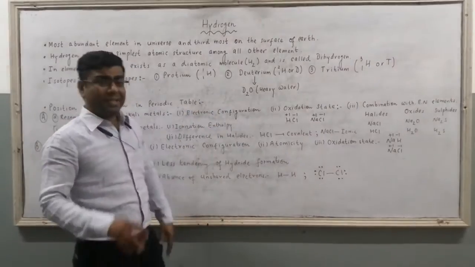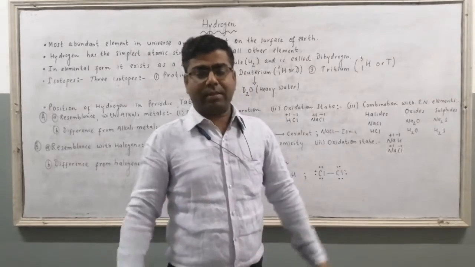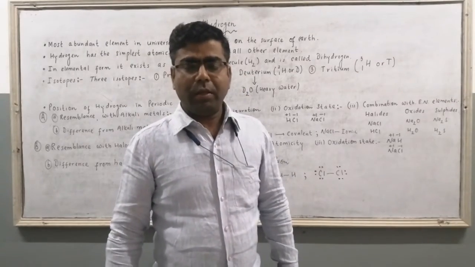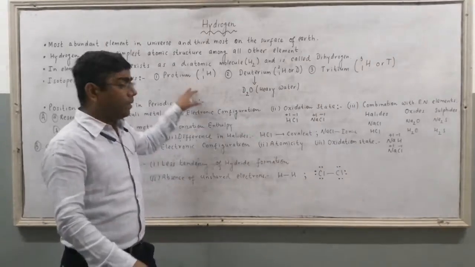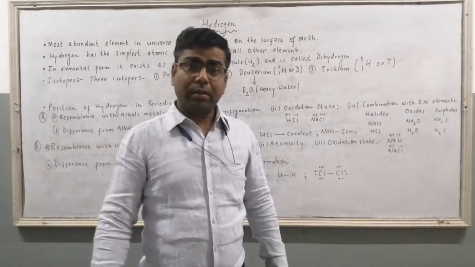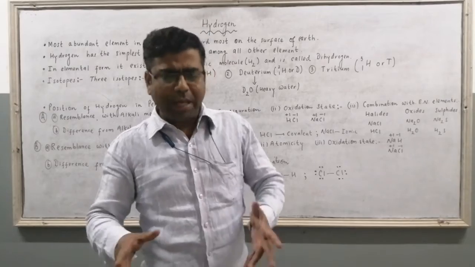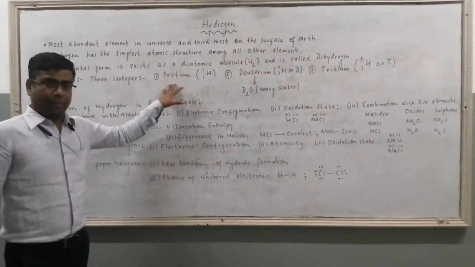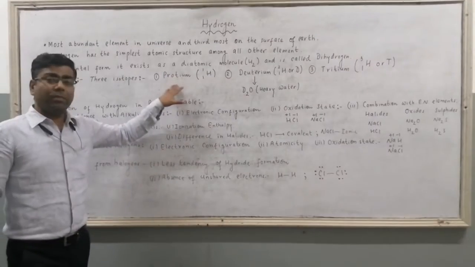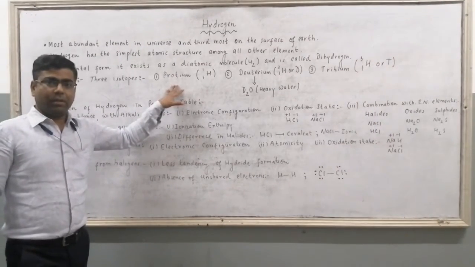So this isotope is having maximum abundance. If we compare the abundance of protium, deuterium and tritium, then its abundance is much higher. That's why whenever we talk about hydrogen, we always talk about protium due to its maximum abundance on Earth.